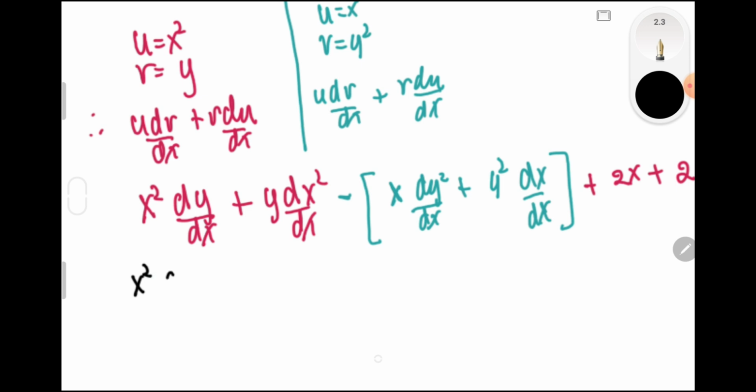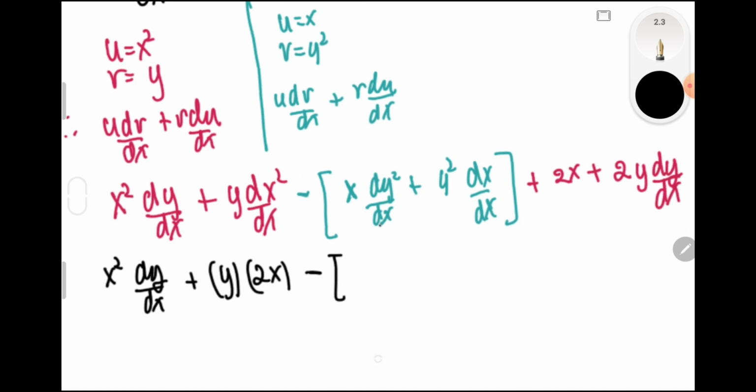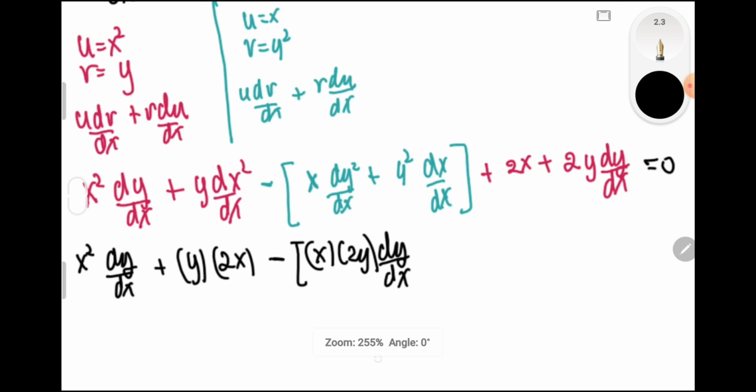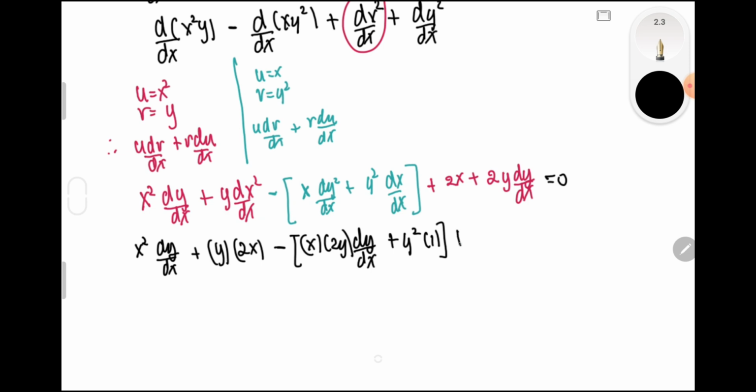x squared dy over dx plus y multiplied by the derivative of x squared, which is 2x, minus the derivative of x times y squared, which is x multiplied by 2y dy over dx plus y squared multiplied by the derivative of x, which is 1. Okay, so plus 2x plus 2y dy over dx. Note that dy over dx is denoted as our y prime.